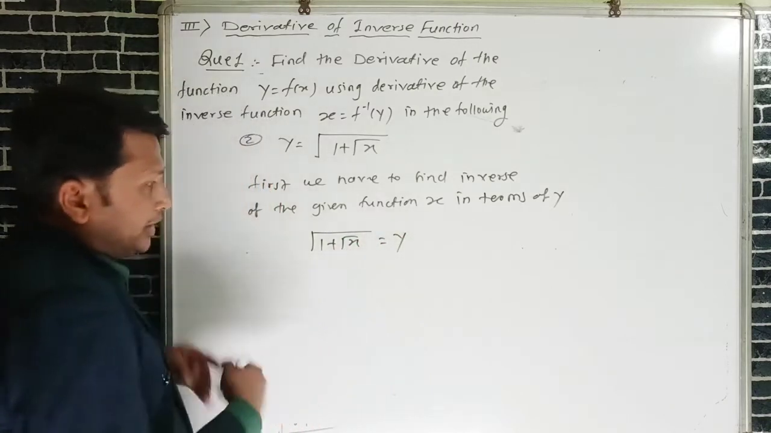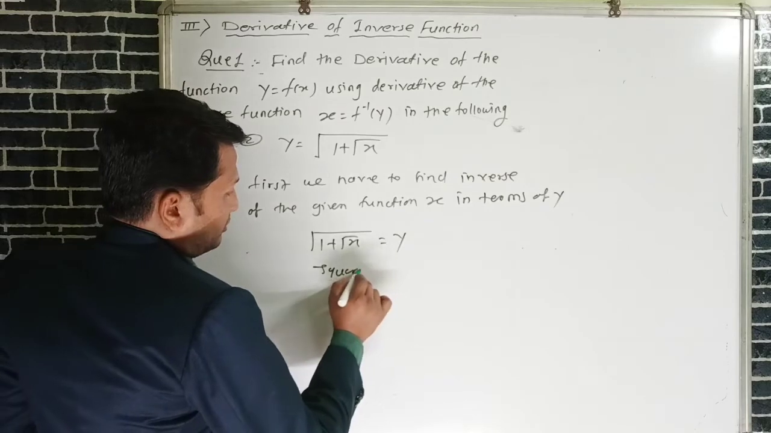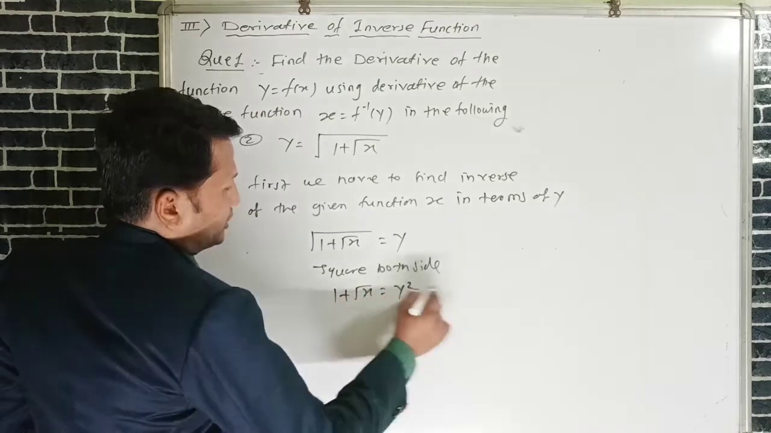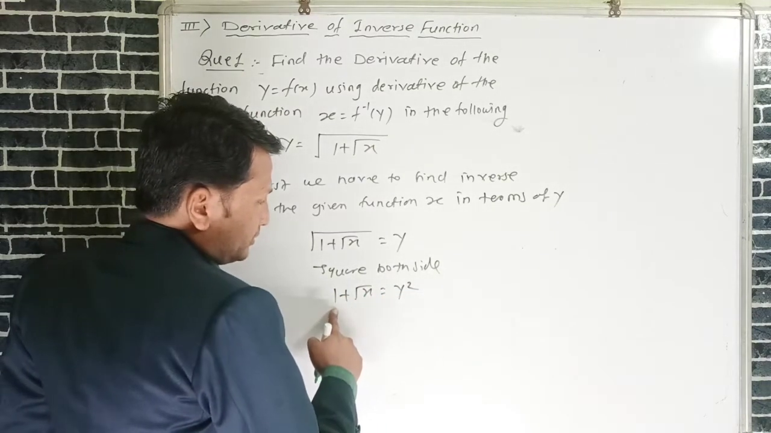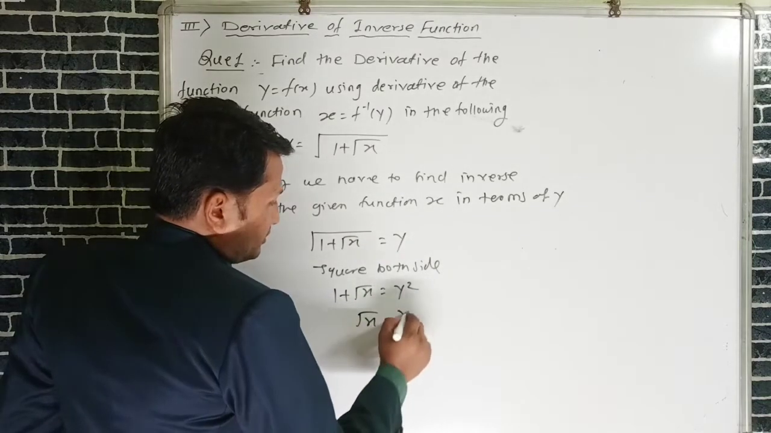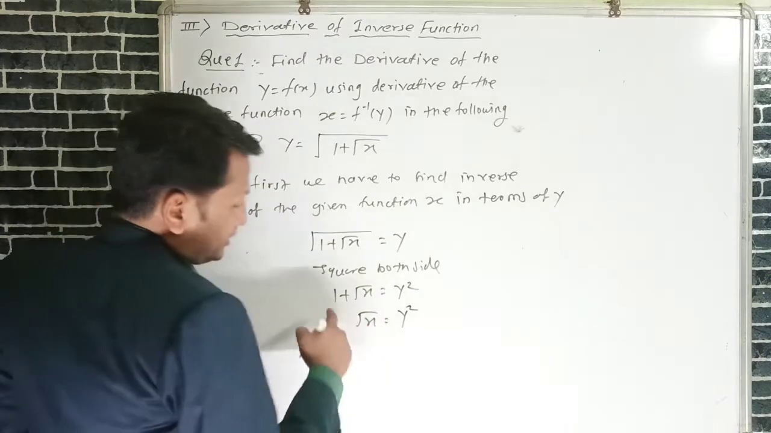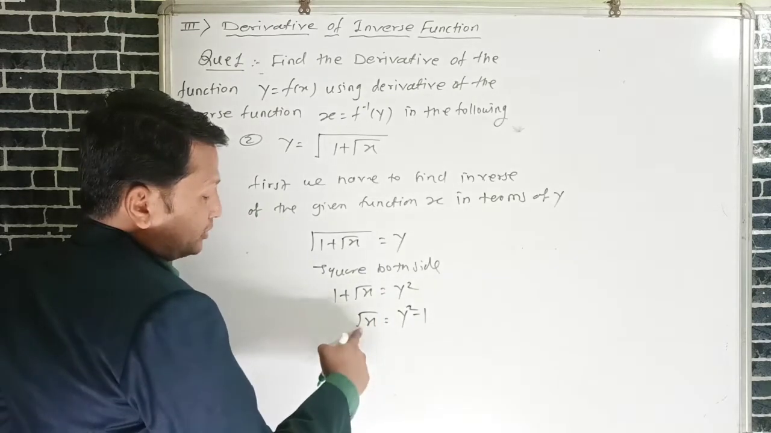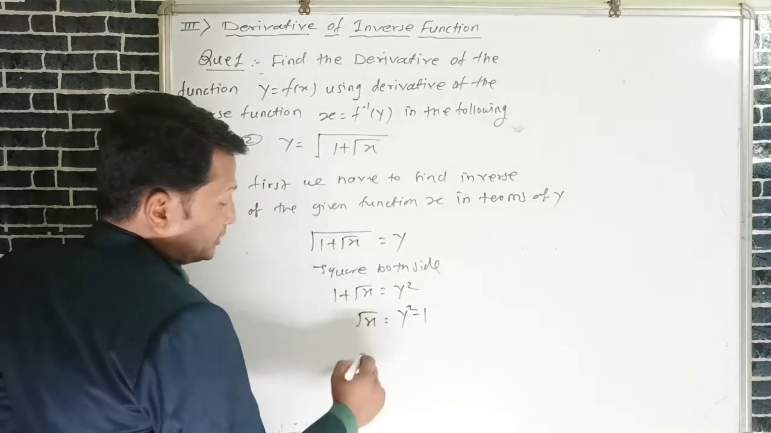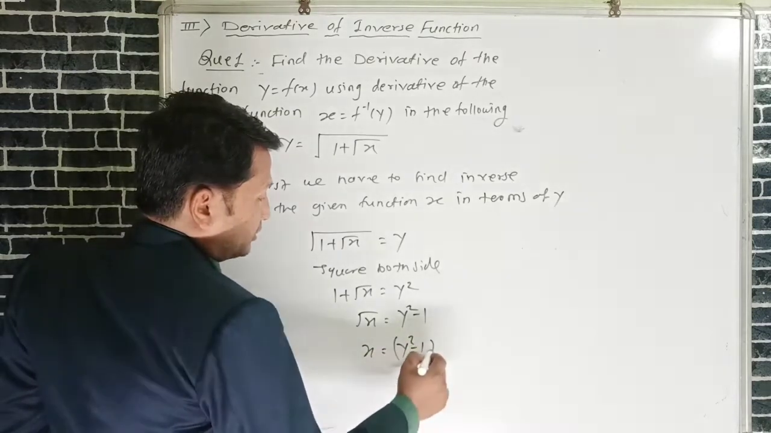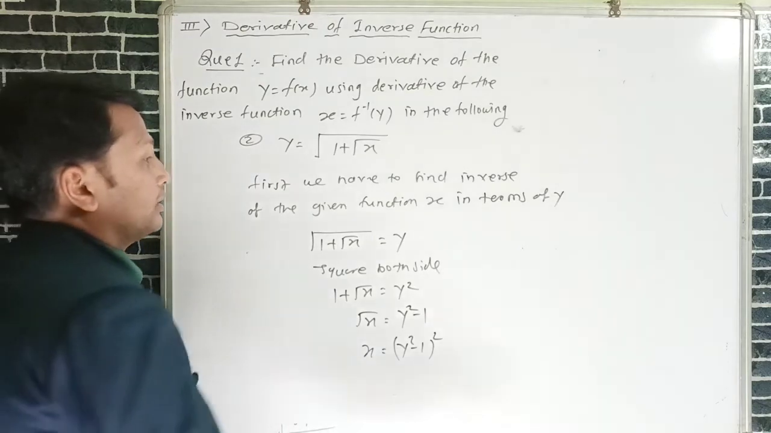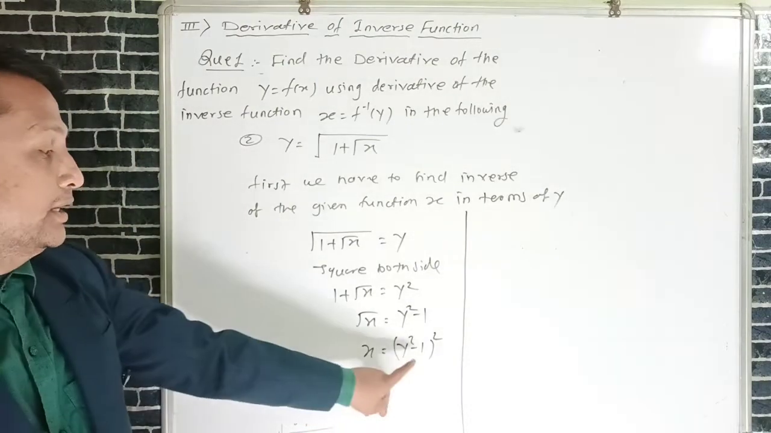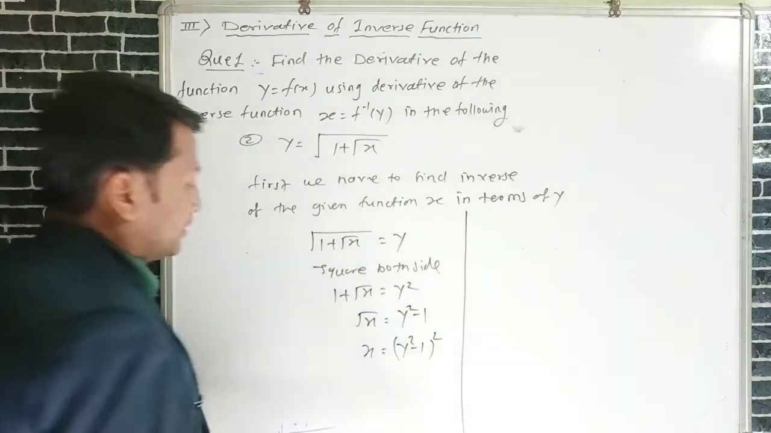If we take the square on both sides, then 1 plus under root x is equal to y square. Taking the 1 to the right side, it becomes minus 1. Again we take the square on both sides, the square of under root x is equal to y square minus 1 whole bracket square, which is the required inverse function of x in terms of y.